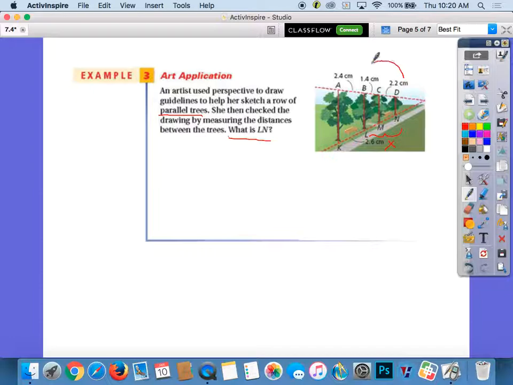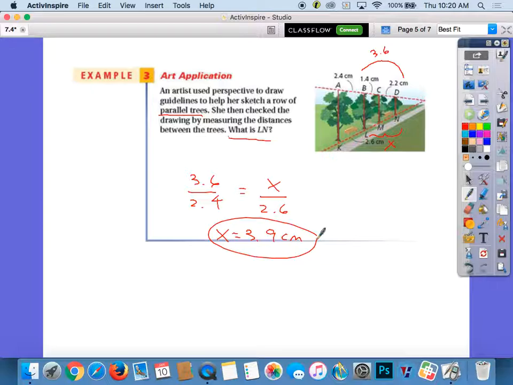Well, this together adds up to be 3.6. So here I'm ignoring this, and I'm looking at this chunk over this chunk is this chunk over this chunk. And that's the proportion I'm going to use, guys. All right? So 3.6 over 2.4 is going to give me X over 2.6. Cross multiply, and you get X is 3.9. 3.9 centimeters.